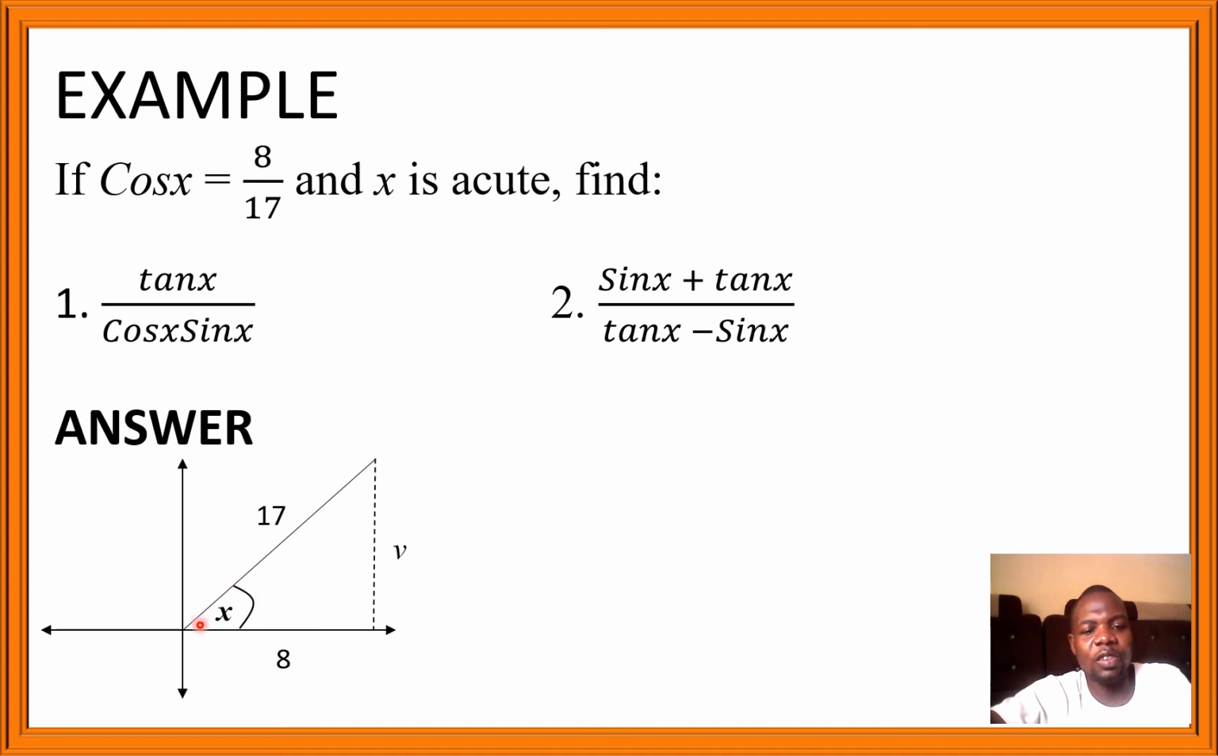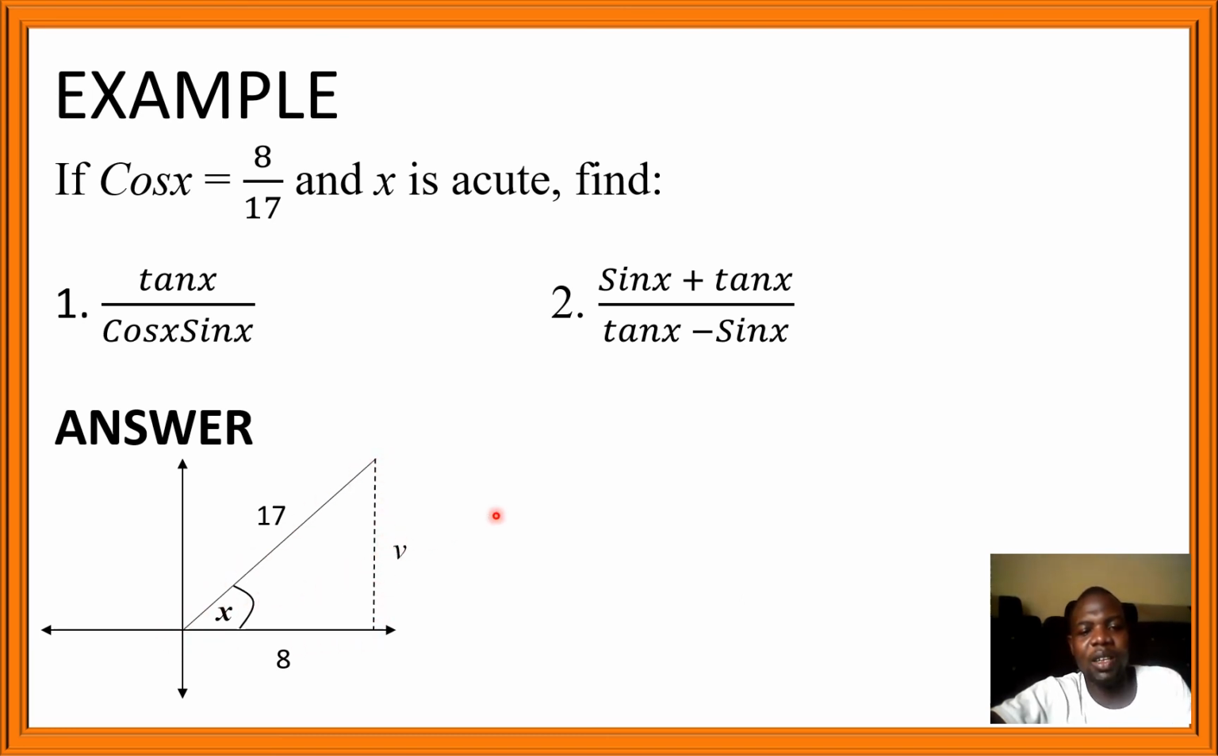If this is x, we know cos is equal to adjacent over hypotenuse. So our hypotenuse here is 17. Our adjacent is 8. That leaves this side, which is the opposite, which we don't know, so we represent it by v. We can easily calculate for v. Since we have a vertical line and a horizontal line, they meet at 90 degrees. So this gives us a right-angled triangle.